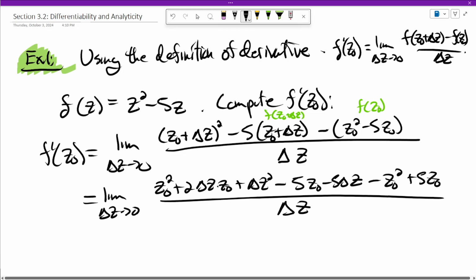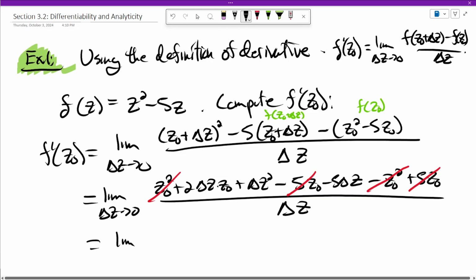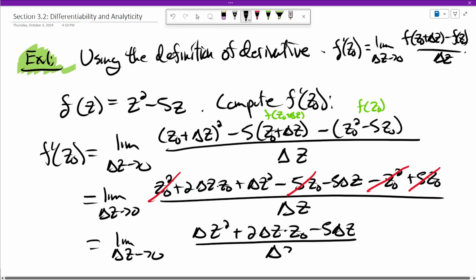Again, there's a lot going on, but if you remember, in these computations, a lot of stuff cancels. So let's see, our plus 5z naught cancels with that negative 5z naught. Our z naught squared cancels with that negative z naught squared. And then I think that's it. So let's rewrite this now that we have 4 less terms. We have a delta z squared, and then we have a 2 delta z z naught, and then we have a minus 5 delta z, and that's all over delta z.